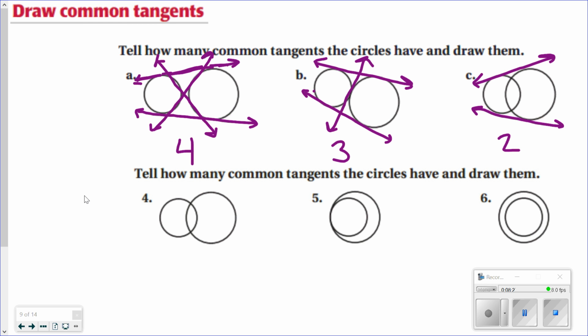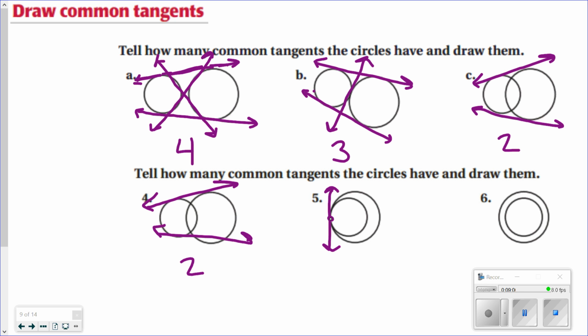All right, so let's try this again. Let's look at 4. 4 is very similar to C here. So we could only draw 2 tangents. How about number 5? How many tangents could I draw for this one? I could only draw 1 because the one small circle is inside, and so I couldn't draw any other tangents around it.